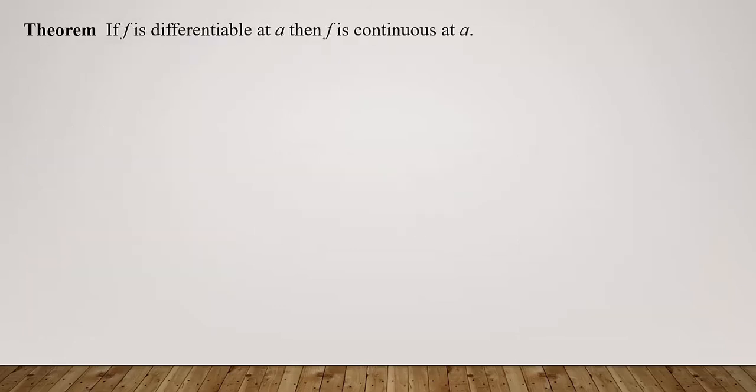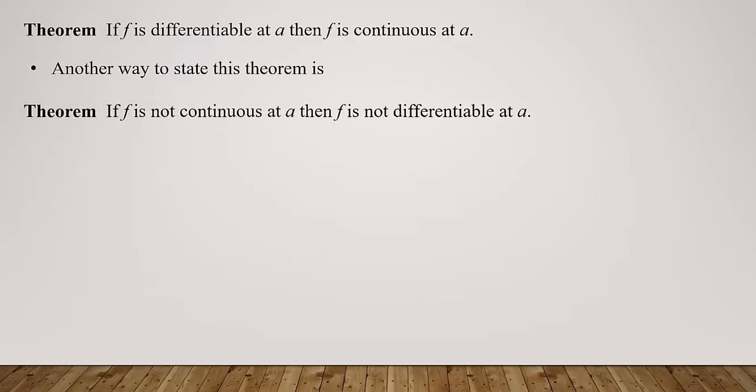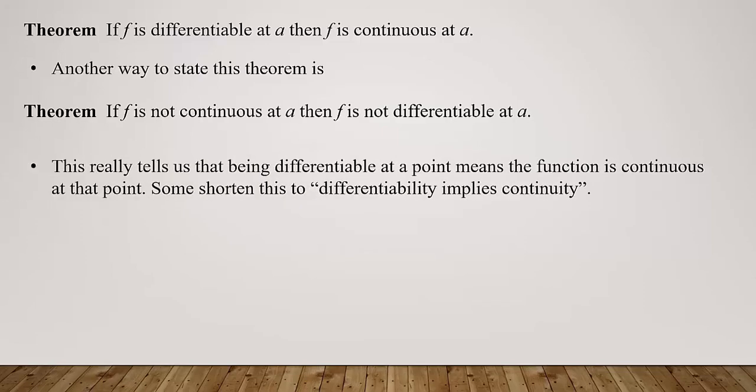A quick theorem here. If your function is differentiable at a, so the derivative does exist, then the function will be continuous at a. Another way to state this theorem is: if a function is not continuous at a, then the function is not differentiable at a. This is a really important distinction, because what these theorems tell us is that being differentiable at a point means the function is continuous at that point.